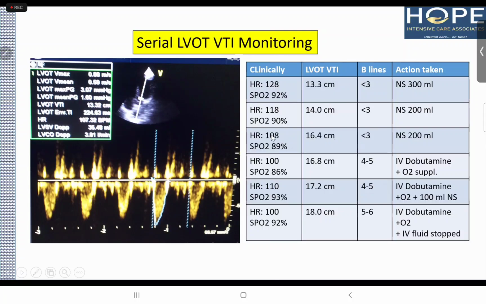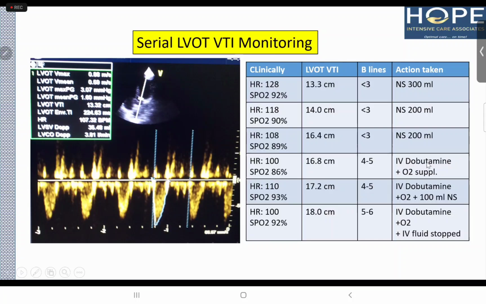Because there is still poor perfusion, persistent tachycardia, and the patient is oliguric and obtunded, you give another 200 ml of fluid, and now the heart rate has settled down to 100, but the patient started desaturating to 86%. LVOT VTI has not improved. That means after almost 700 ml, the patient has gone from the steep portion of the Frank-Starling curve to the flat portion, where LVOT VTI has stopped improving, B-line index has started increasing, and hypoxia has started worsening.